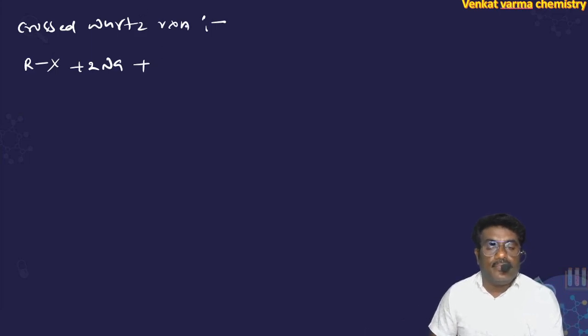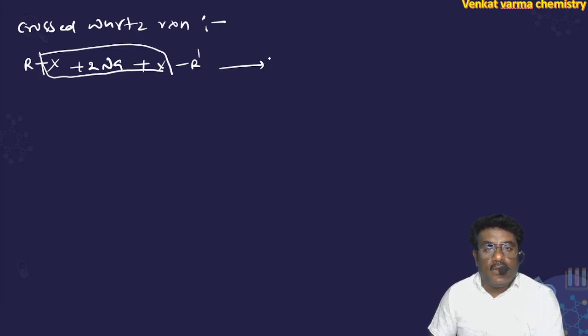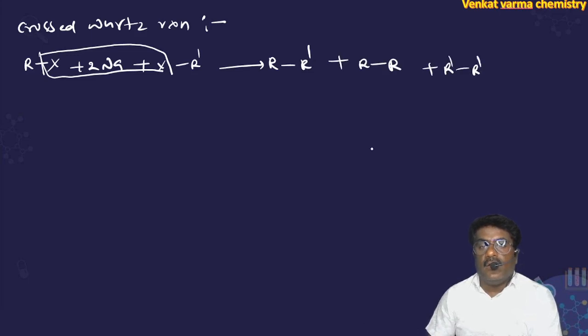See, R dash alkyl halide. So what does it give? The first one gives R-R, one type of alkane, then R-R dash, and R dash-R dash. It gives a mixture of alkanes.